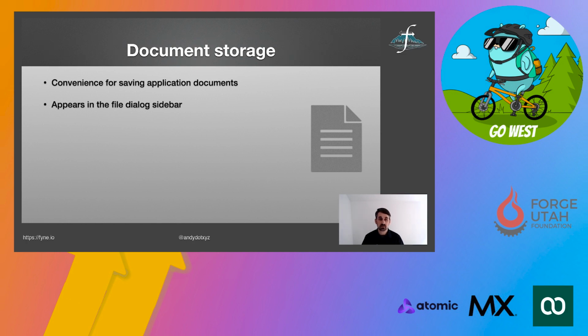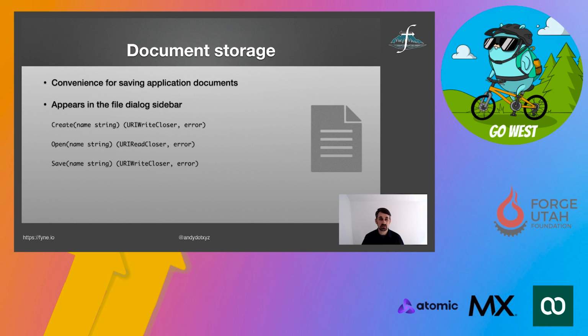The API for this is accessed through your application instance. You can call storage to access the document storage instance, and on that you can call these methods. Create and open will, as you might expect, create a new document or open an existing one, giving you write access to the new document or read access to one that you've created before. And of course, you can save data into an existing document as well.